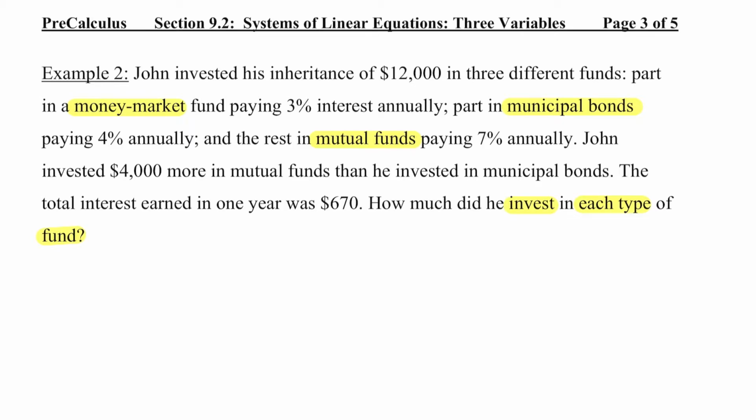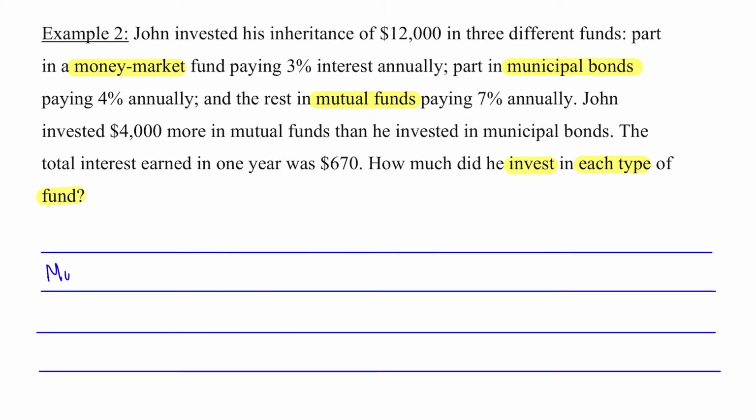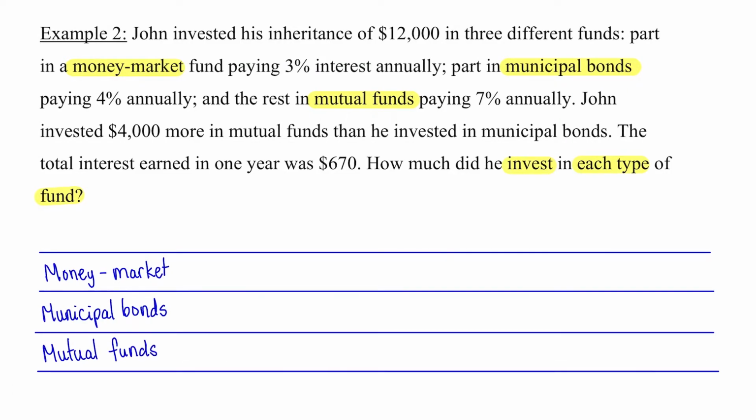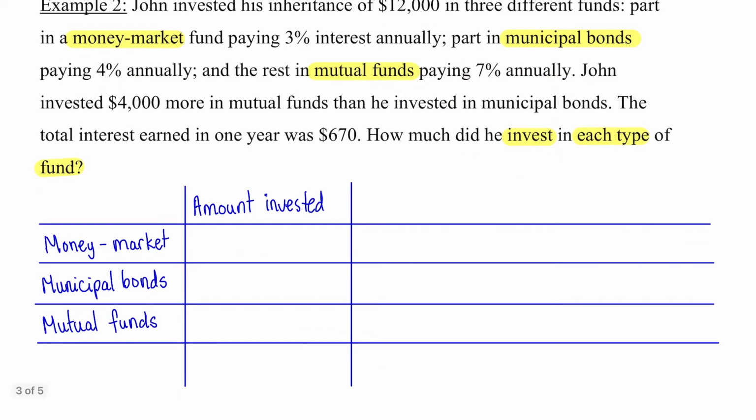So I am going to organize all of this information in a table. I have 3 different funds, so I put them in 3 different categories. The next information that I need to put into this table is how much John invested. I don't know how much John invested in each fund, but I know the total is $12,000.